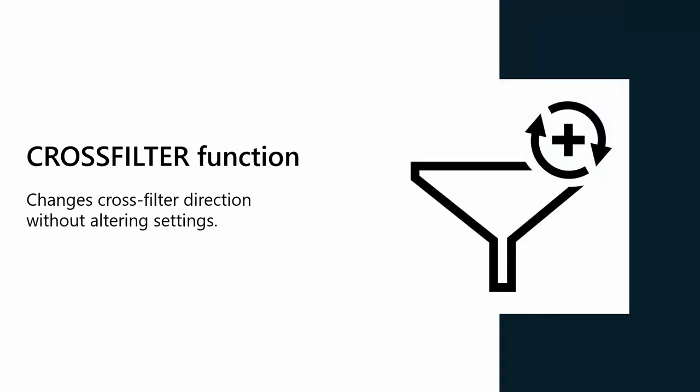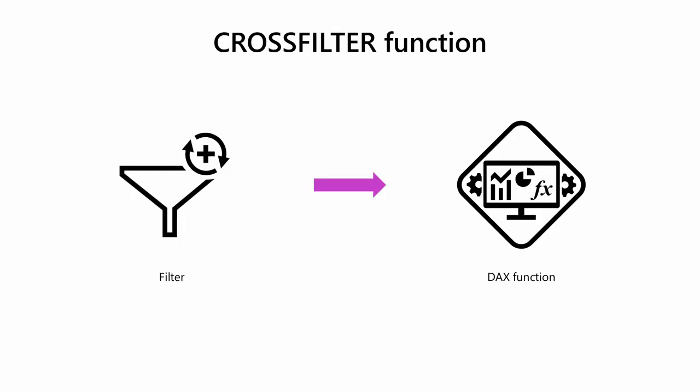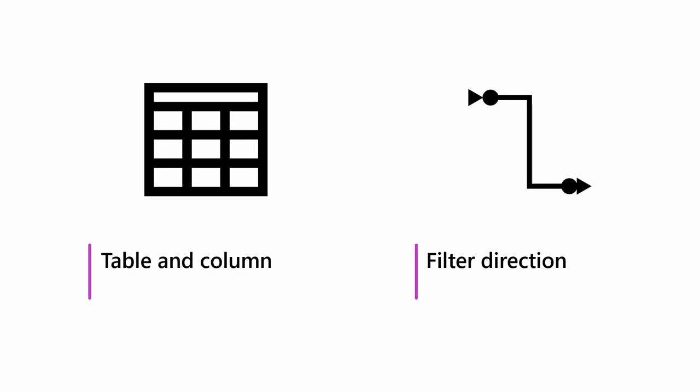As you've just discovered, the cross-filter function changes the cross-filter direction between two tables for a specific measure, while maintaining the original settings. In other words, it specifies the cross-filtering direction to calculate a relationship between two columns. So, how do you create a cross-filter function? A cross-filter function can only be used within a DAX function that accepts a filter as an argument. Like the calculate function, for example, this means that the function receives two arguments: the name of the table you want to filter, along with the required column, and the direction in which you want to filter.